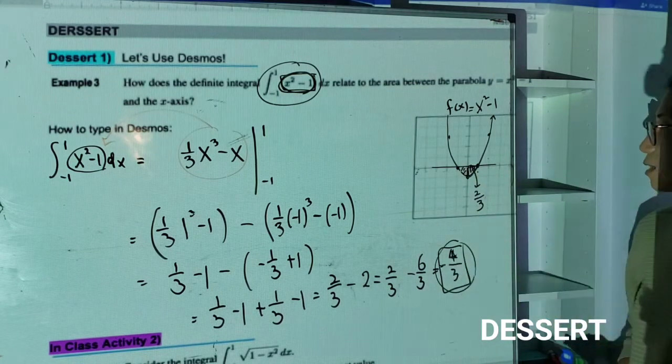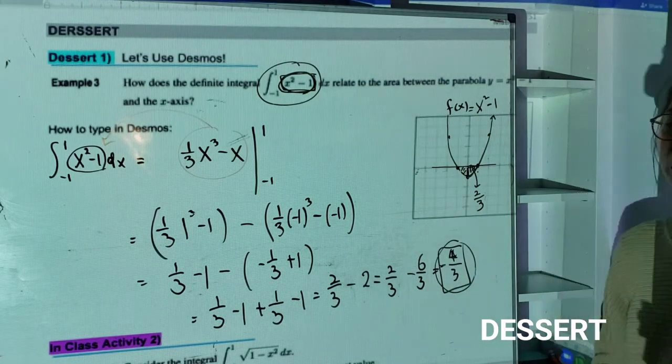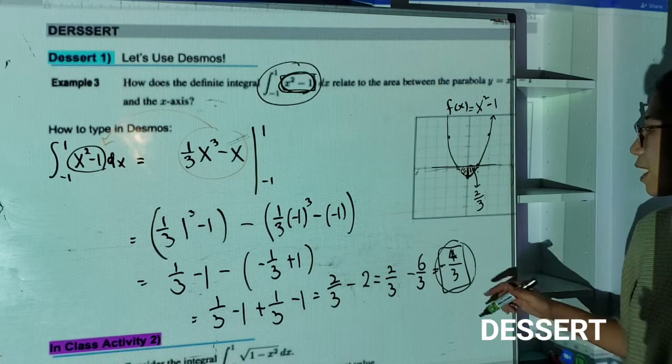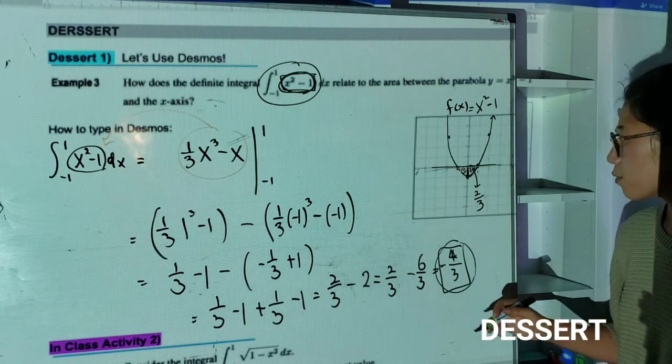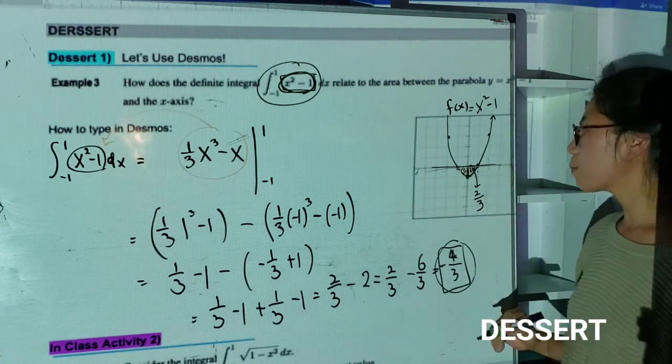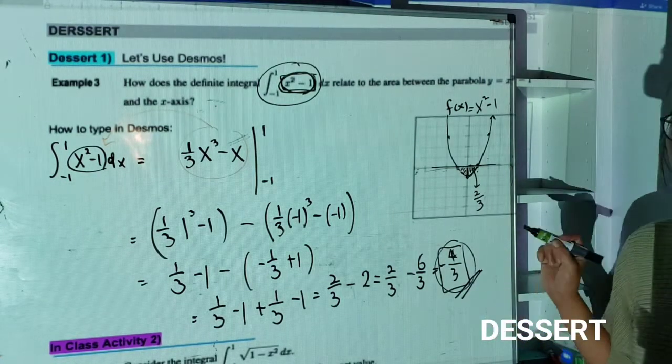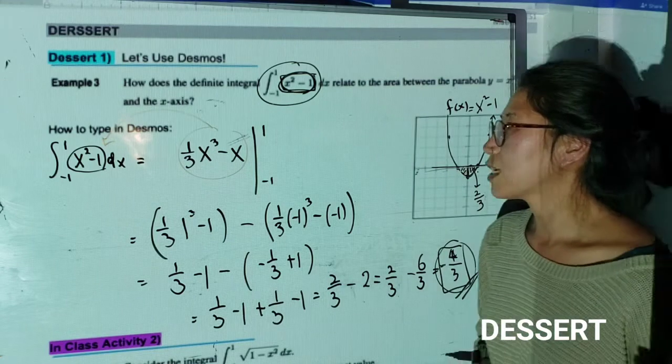Why did we get negative? Because your graph is under the x-axis. If your graph is under the x-axis, we call the area negative. If it's above, then it's going to be positive area. So that's how we actually compute it algebraically using the integral.